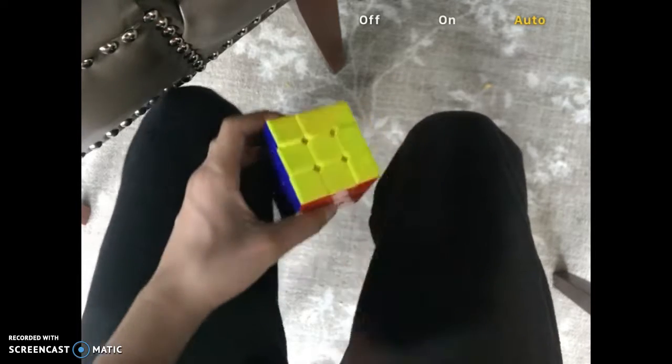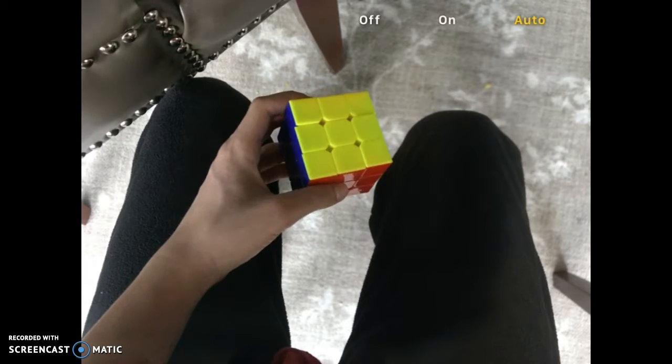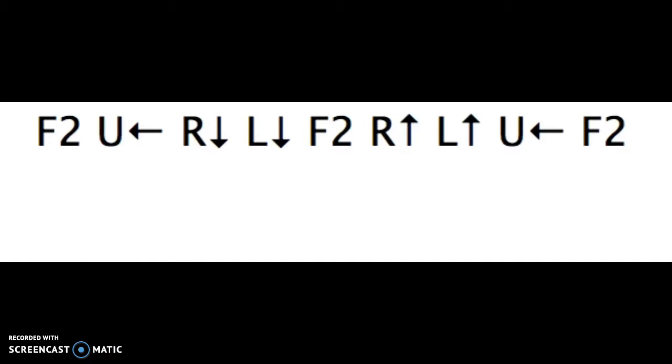Now I will write it out. And you may have solved your first Rubik's Cube now. This is the algorithm if you want to do the rotation to the left. This is what we just did.